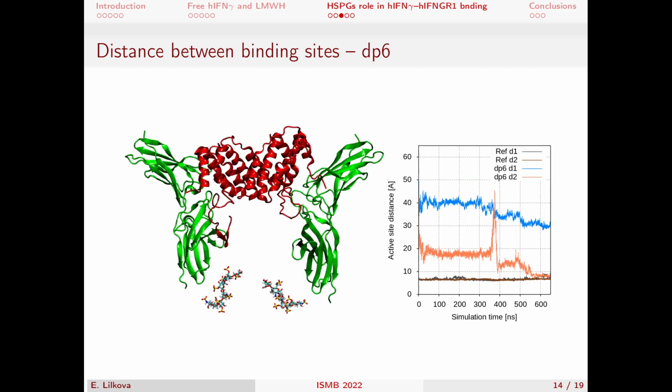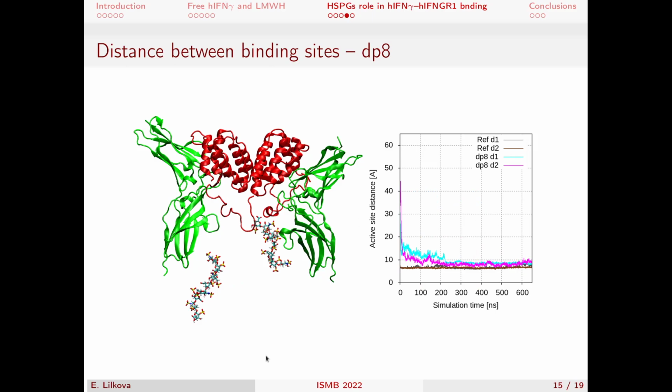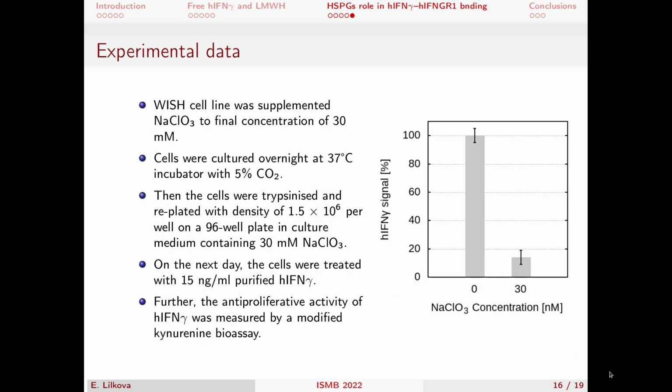When we place hexasaccharide between the receptors, they interact with the C-termini and pull down the whole globule between the receptors, and one of the binding interfaces forms very well, but the other one is deformed and does not form properly, as you can see here on the distance plots. If we place octasaccharides, which are known experimentally to bind with the highest affinity to interferon gamma, they have higher negative charge than the hexasaccharides, and they very efficiently pull the globule between the receptors, and the proper signaling complex is formed. We validated our computational results experimentally.